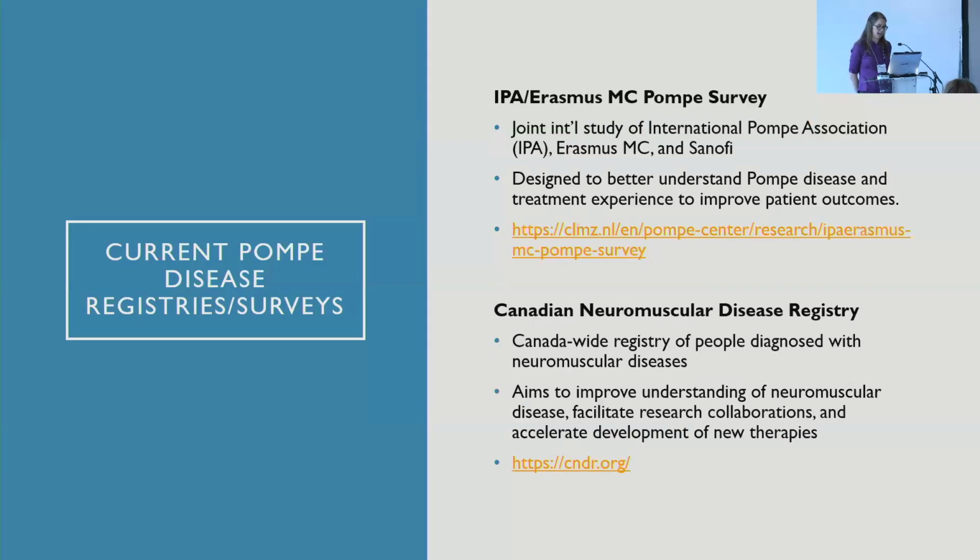Another one based out of the Netherlands is the IPA Pompe Survey. It's a joint international study and also designed to better understand Pompe disease and treatment experience. And then we also have the Canadian Neuromuscular Disease Registry. So it's Canada-wide and looks at people diagnosed with neuromuscular diseases and aims to improve understanding of different neuromuscular diseases, one of which Pompe is in there. And they've recruited over 5,600 patients from across Canada since it launched in 2010.